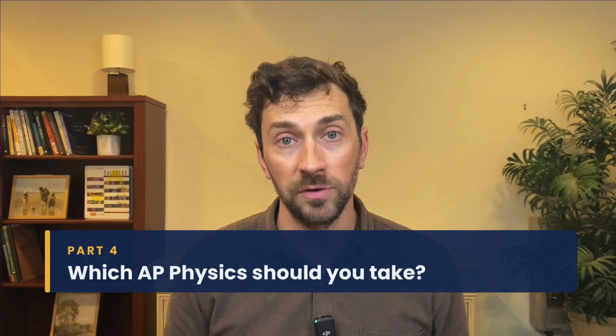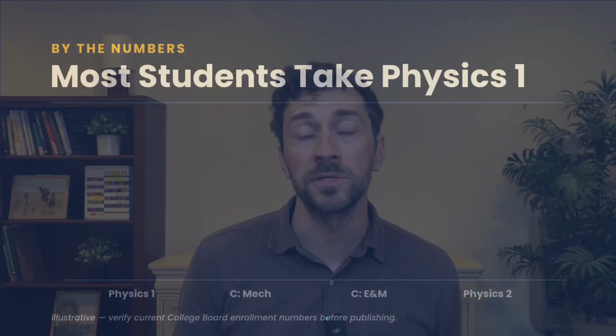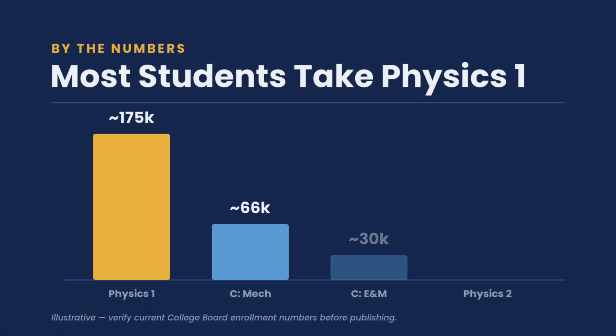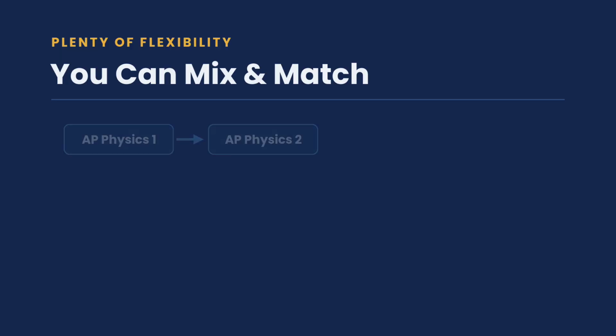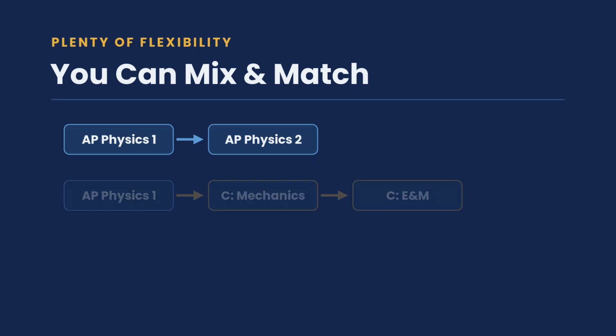Which AP Physics should you take? If you look at the numbers, the majority of students take AP Physics 1. It's by far the most popular choice, and for many students, it may be the only one available. It's worth knowing you can mix and match. A lot of students might take AP Physics 1 and go on to do AP Physics 2, or they might take AP Physics 1 and go on to do C Mechanics and then C E&M.